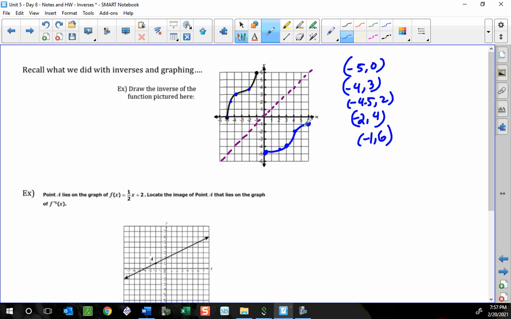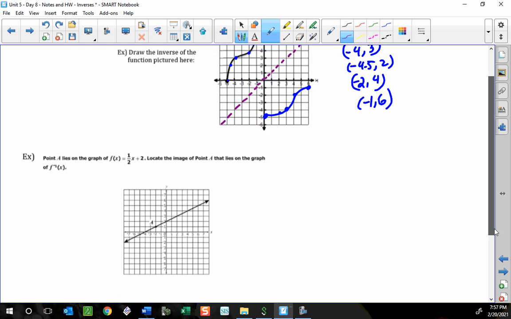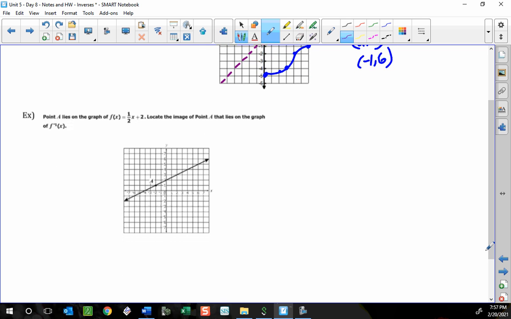Okay. All right, so this last one doesn't really have anything to do with cubes or cube roots. It's just a problem about inverses. This is actually an old SOL question. So it says point A lies on the graph of y equals 1/2 x plus 2. So great, that's this line, right? F of x equals 1/2 x plus 2. It starts at 2, up 1 over 2. Like that's literally this line.